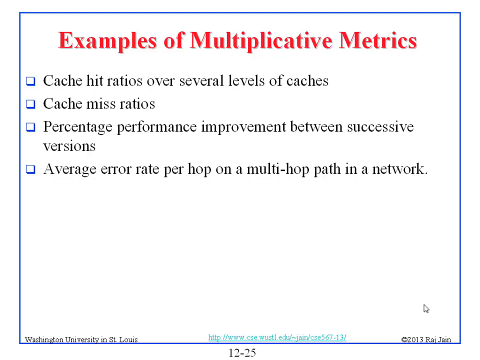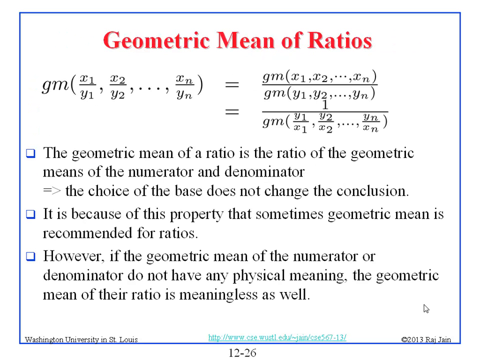Average error rate per hop on a multi-hop path in a network. Same thing on a network, you are going hop by hop. First hop you did 10% better, second hop you did 20% better, and so on and so forth. You have to multiply and take the mean. So these are examples of multiplicative means.